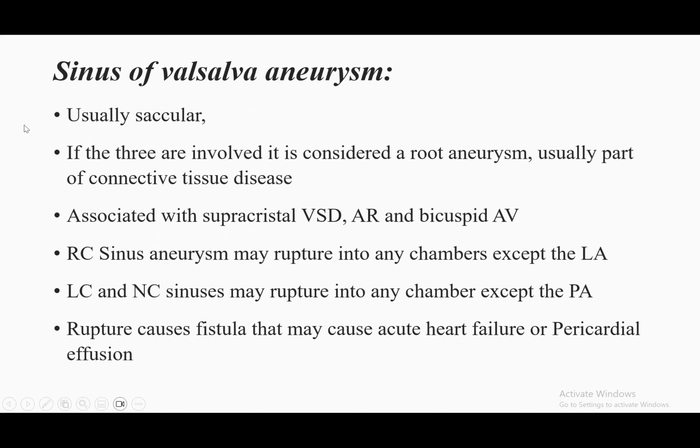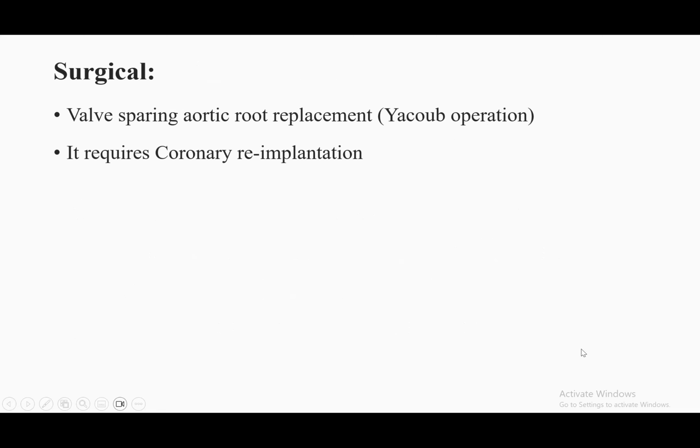Sinus of Valsalva aneurysm, usually saccular. If the three sinuses are involved, it is considered a root aneurysm, usually part of connective tissue disease. Associated with supracristal VSD, aortic regurgitation, bicuspid aortic valve. Right coronary sinus aneurysm may rupture into any chamber except the left atrium, so it may rupture into the right atrium, the right ventricle, or the pulmonary artery, or the left ventricle. Left coronary sinus and the non-coronary sinus may rupture into any chamber except the pulmonary artery. Rupture causes fistula that may cause acute heart failure or pericardial effusion.